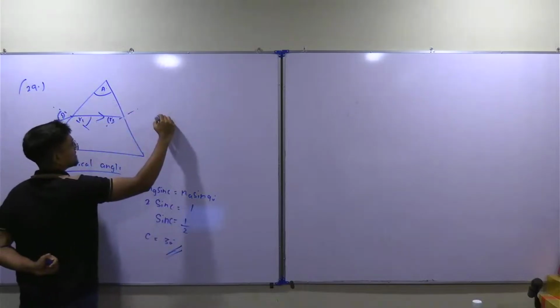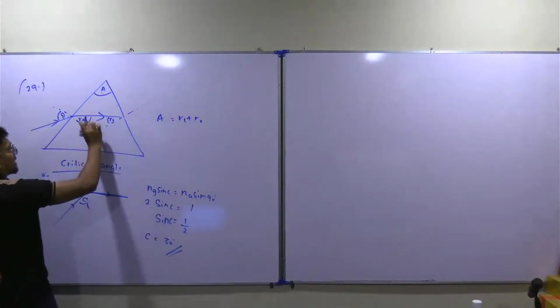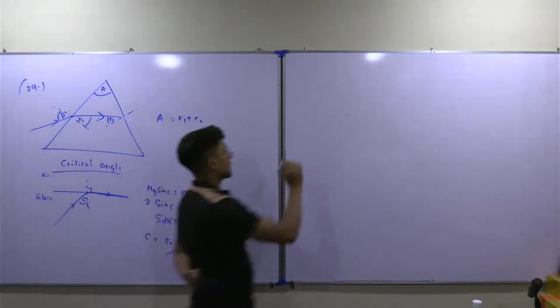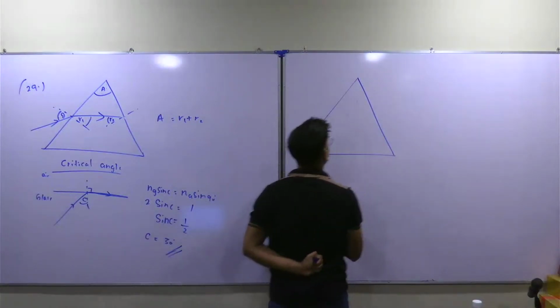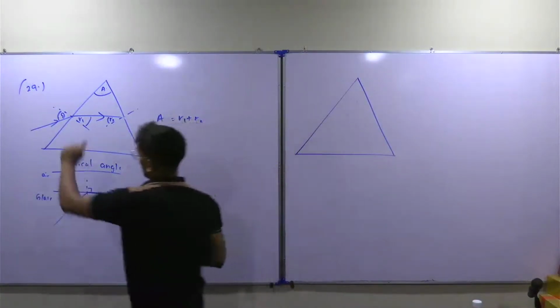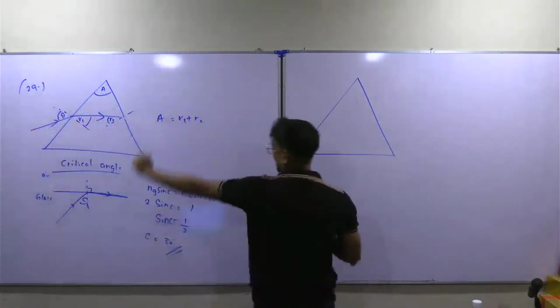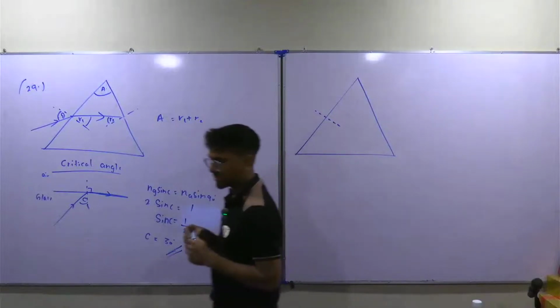write A is equal to R1 plus R2, right? Prism angle is the addition. Now, first I am going to assume this. Let's say this is the prism. For any value of theta, the ray doesn't emerge. Let's first consider when theta equals 90.